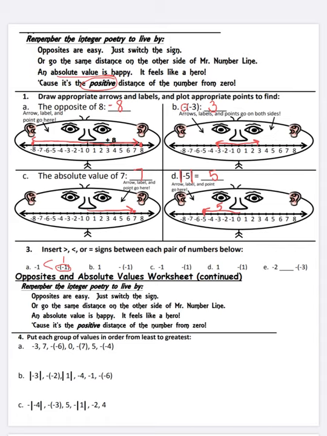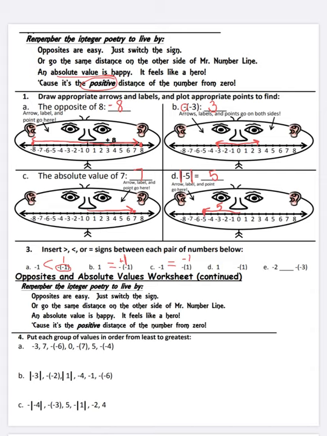For B, we've got positive 1, and then we have the opposite of negative 1. Well, the opposite of negative 1, switch the sign, becomes a positive 1. Therefore, those numbers become equal. Let's look at C. We've got negative 1 and the opposite of 1. The opposite of positive 1 is negative 1. Therefore, those are also going to be equal.